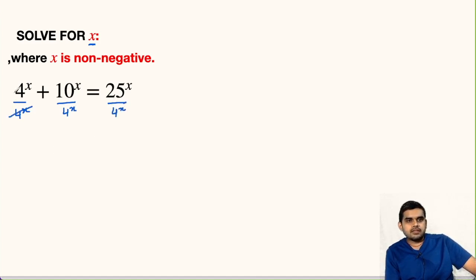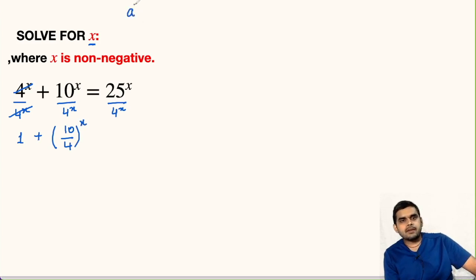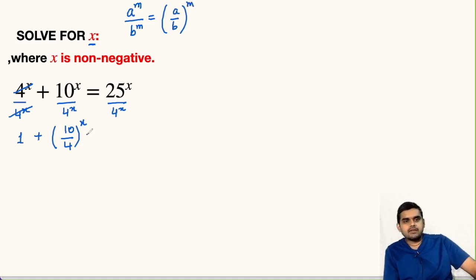Now we see that in the first term, 4 power x divided by 4 power x gets cancelled, and we will be left with 1 plus 10 power x divided by 4 power x, which can be written as 10 divided by 4 whole power x. Why? Because we know that a power m divided by b power m is equal to a upon b whole power m. So likewise, this will be 25 divided by 4 whole power x.